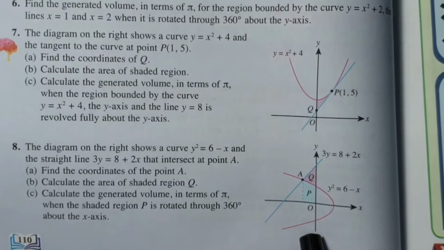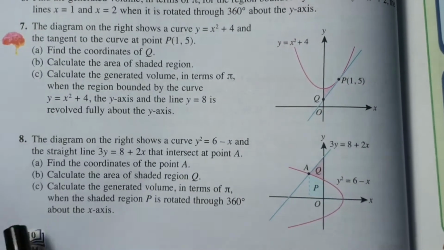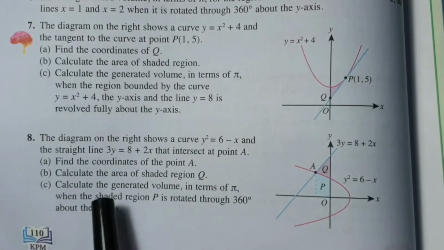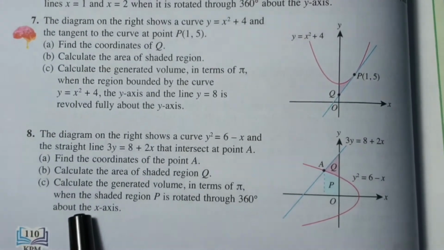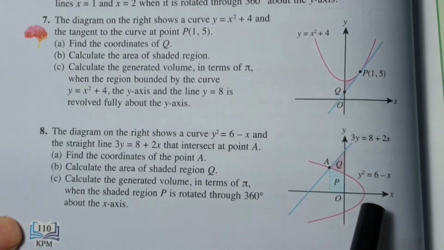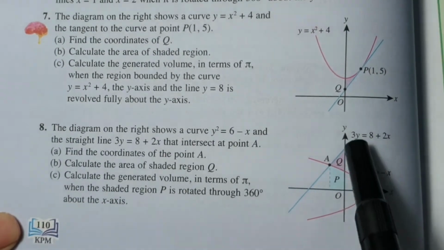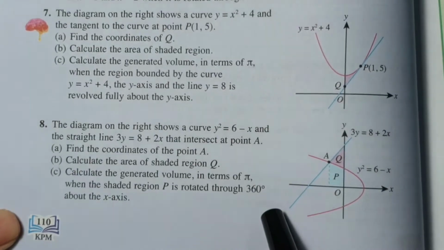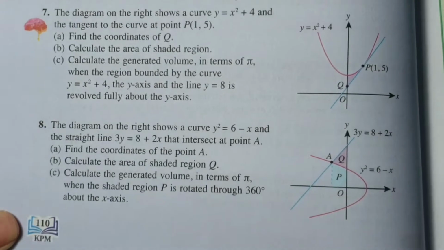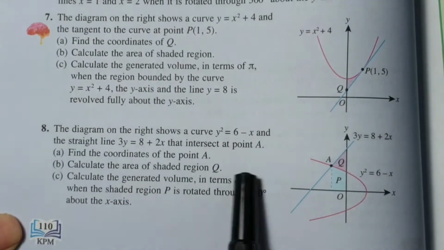Next question is from your textbook, page 110, Formative Exercise 3.3, question number 8. The diagram on the right shows a curve, y squared equals 6 minus x, and the straight line 3y equals 8 plus 2x that intersects at point A. Find the coordinates of the point A.